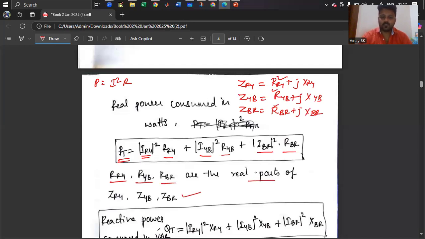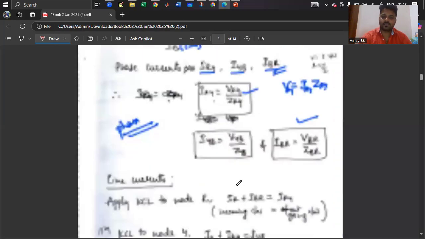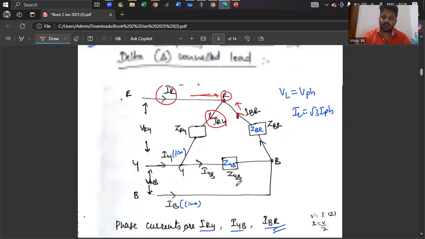Similarly, you do it for the reactive power. What you do is I square into X. Reactive means the imaginary part of the load impedances. Then apparent power means the square root of PT square plus QT square. So this is the analysis of three-phase delta connected load.